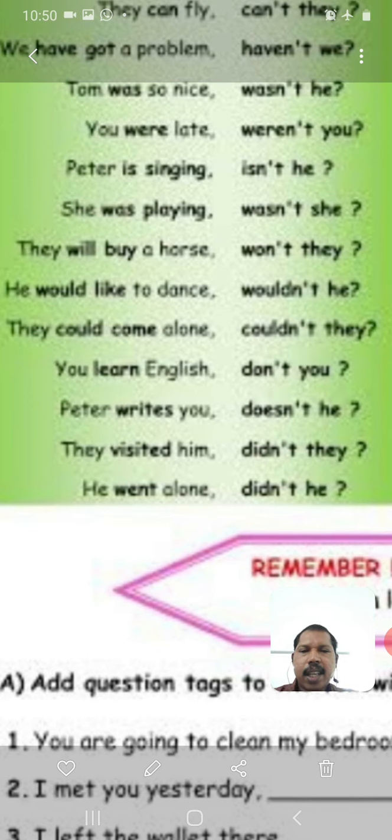They visited him. Visited is past tense, so we cannot use do or does. We have to use only did. Only the main verb is given here, visited, no other helping verb. So we have to split this into did plus visit. They visited him. What is the opposite of did? Didn't. The subject is they. Didn't they.